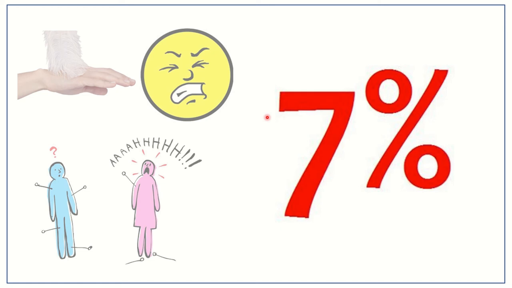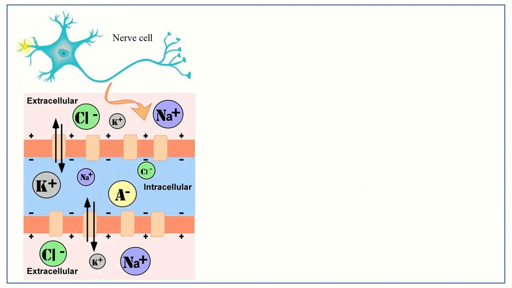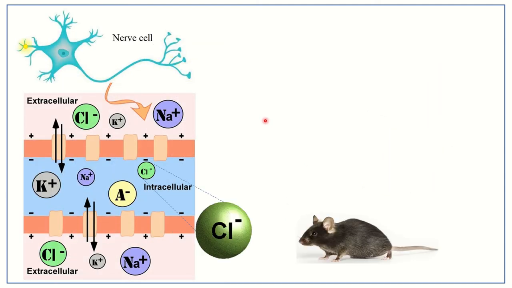But how does this pain start and why is there a variation between genders? These are the questions that I want to address with my project. Let's go back to our nerve cell. I want to study the chloride concentration changes in male and female mice before and after the neuropathic situation.